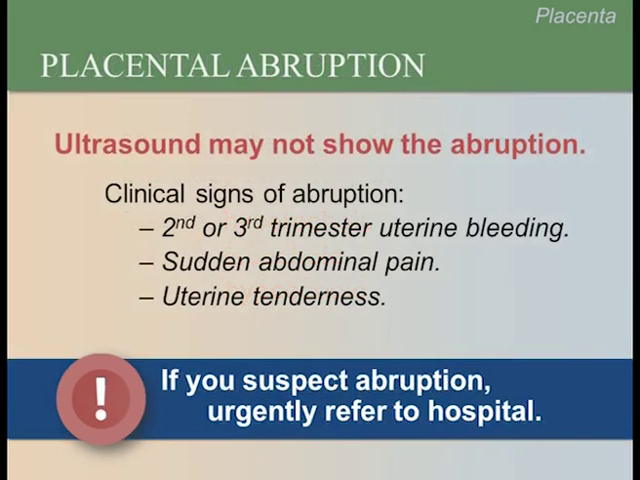Because ultrasound is not always reliable for abruption, we must also watch for clinical signs of abruption. These include second or third trimester uterine bleeding, sudden abdominal pain, and uterine tenderness. If you suspect abruption, refer to the hospital immediately. Placental abruption is a leading cause of maternal death.